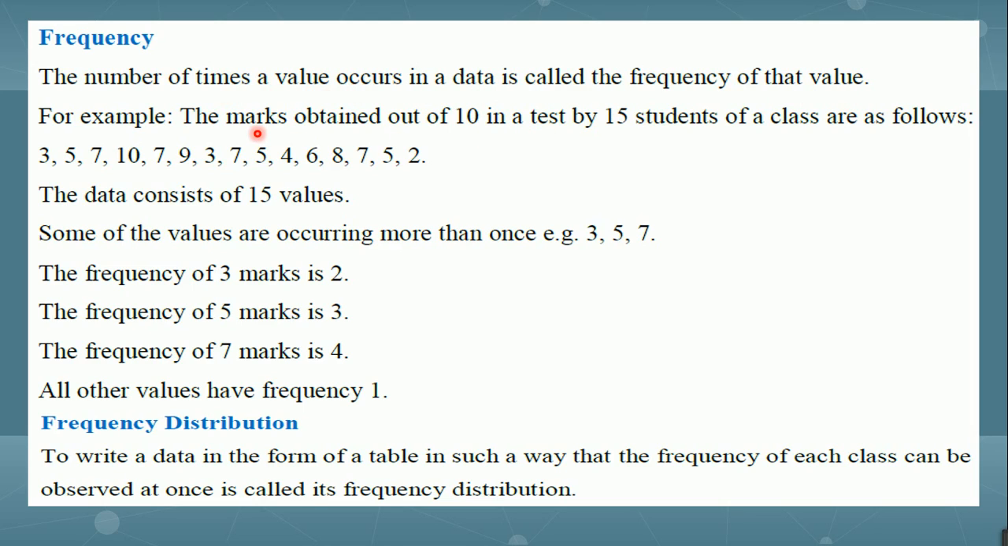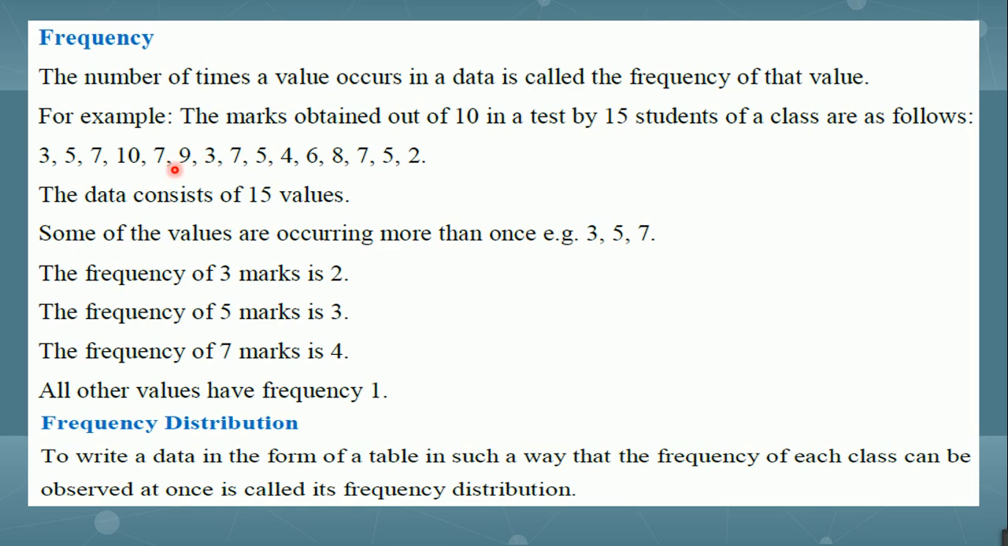For example, the marks obtained out of 10 in a test by 15 students of a class are as follows. These are the marks of 15 students out of 10. The data consists of 15 values. Some of the values are occurring more than once, for example 3, 5 and 7. 3 is occurring 2 times, first time and second time.